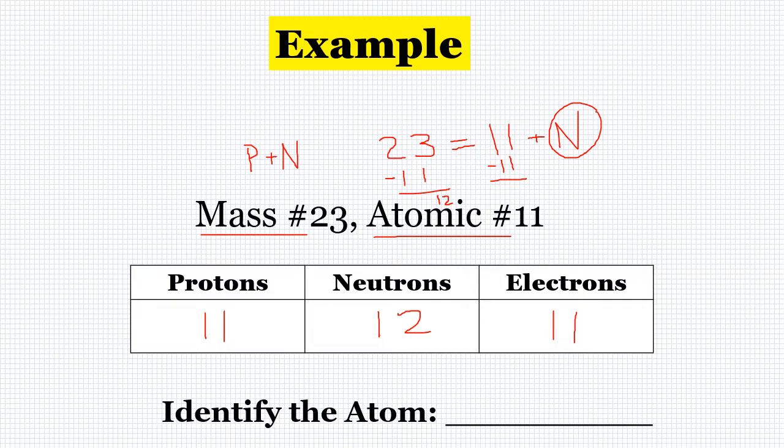Now, if you look on the periodic table and we find the atom, or rather the element that has 11 protons, that is sodium. Sodium has the symbol of Na. It's kind of one of those goofy ones that you just kind of have to remember. And there you go.